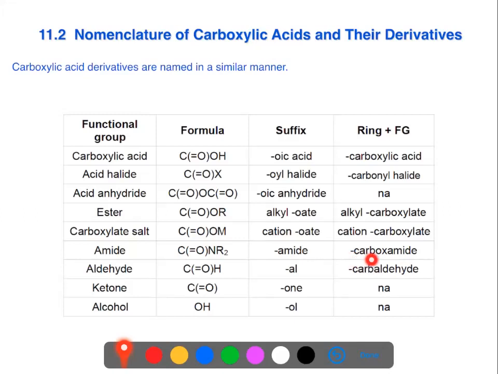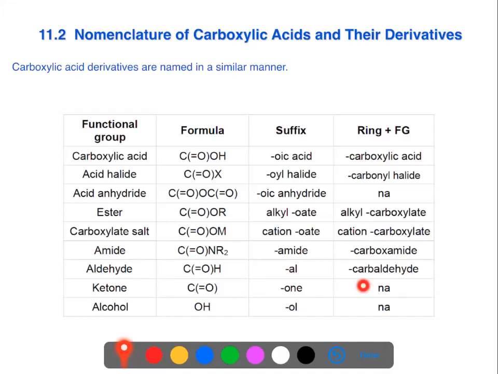And if it was a ring system like benzene, it would be benzene carboxamide. As we've already seen, we've looked at aldehydes, ketones, and alcohols, and the endings are all -one and -ol. For aldehydes, as you saw, we end with carbaldehyde. So if it was a benzene, it'd be benzene carbaldehyde if that were the ring system.